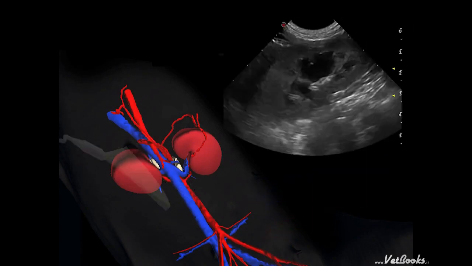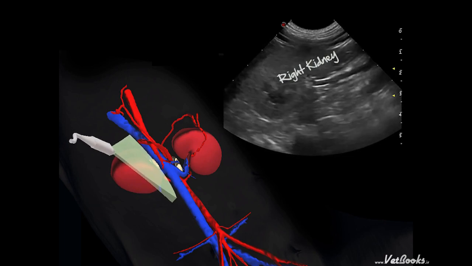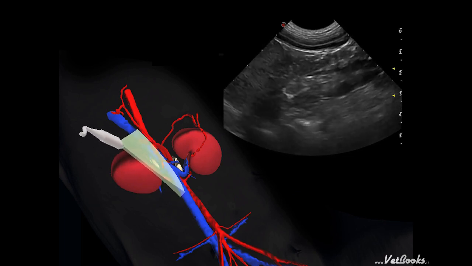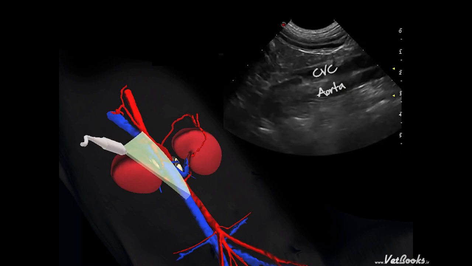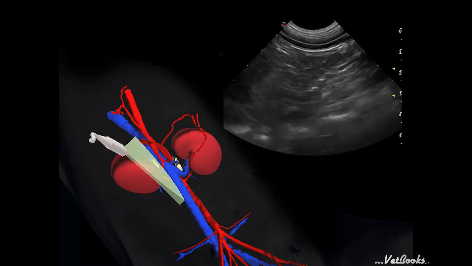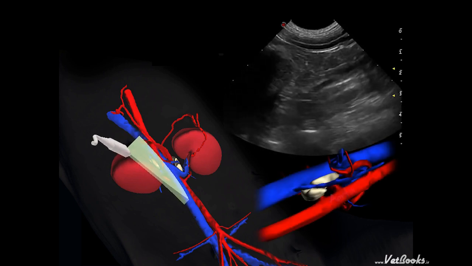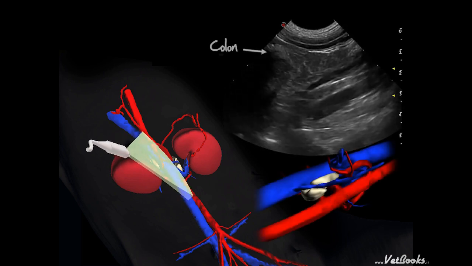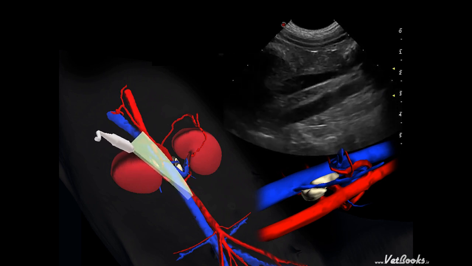In B mode, follow the same steps. First identify the right kidney, and then slide the probe medially while following the right renal artery and vein all the way to the caudal vena cava, just ventral to the aorta. The aorta is differentiated from the vena cava by its obvious pulsation. The feces in the ascending and transverse colon are often a source of acoustic shadowing and reverberation, which will sometimes limit your exam.